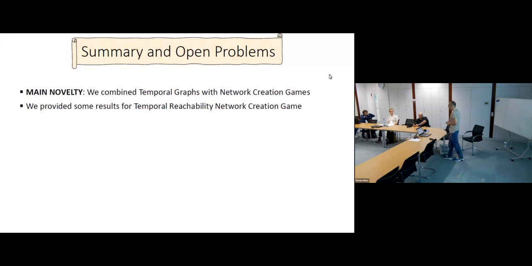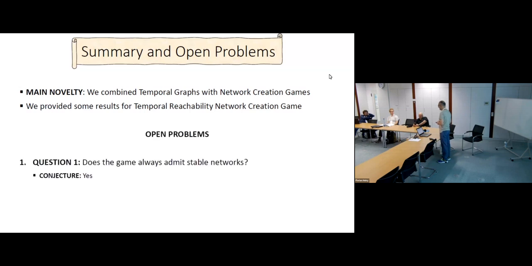So, to summarize, the main novelty of our paper was a combination of temporal graphs with network creation games. And in particular, we defined the first temporal network creation game, which was the temporal reachability network creation game, for which we provided some preliminary results. And here is a list of some open problems. So, as we saw, we proved the existence of stable networks only for the case in which the host graph has a lifetime of 2. So this problem is open in general, and this is, as I said, the main important open problem here.